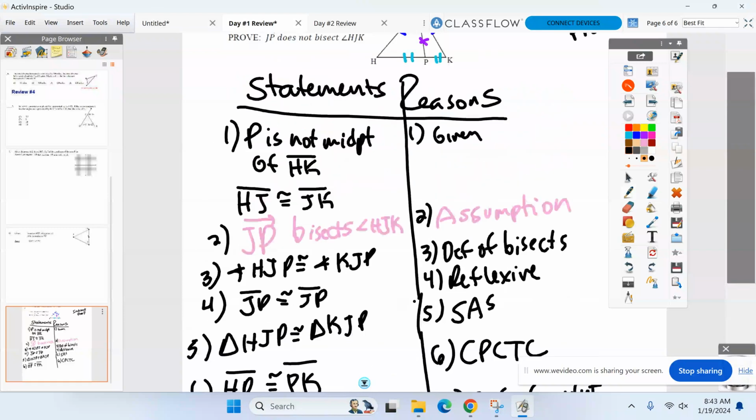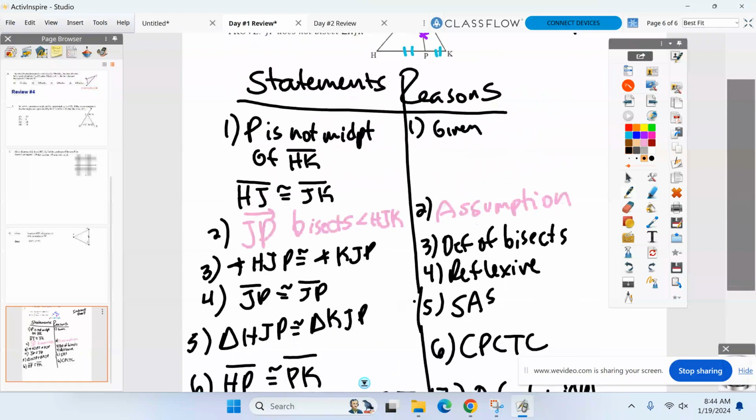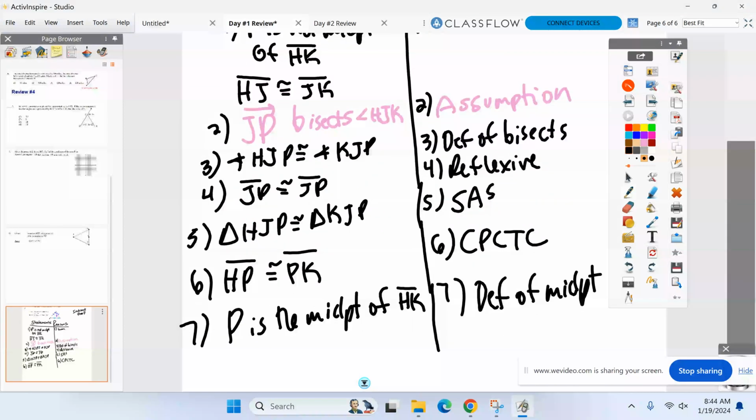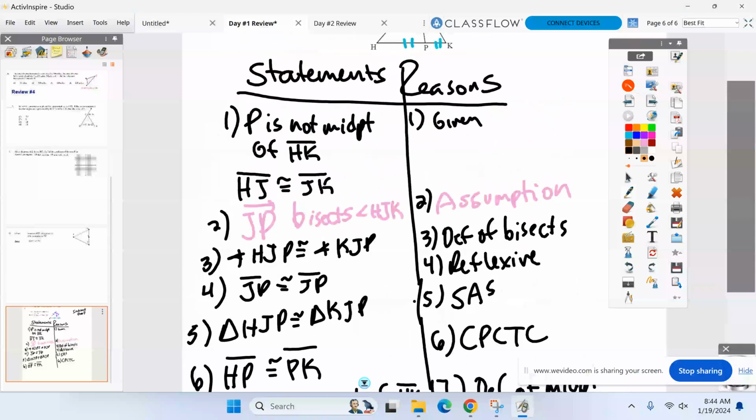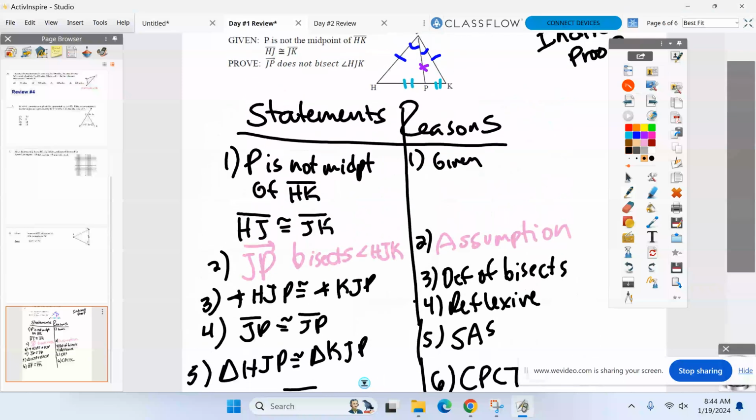That's what we wanted, but look at our given. Our given said it was not a midpoint, and now we're saying that it is. That's a problem. We can't have both. But what led us to P being the midpoint? Our assumption. So that's a false assumption. Right after we contradict our given, the proof is done. I just have to write my proof statement, saying that I contradicted a given. So what is it? JP does not bisect.